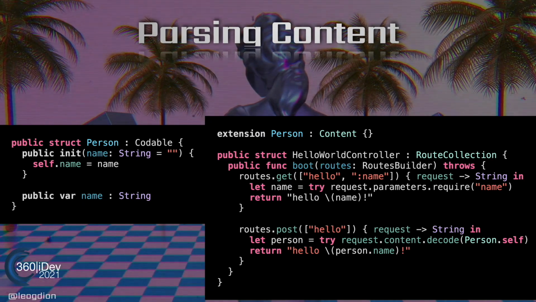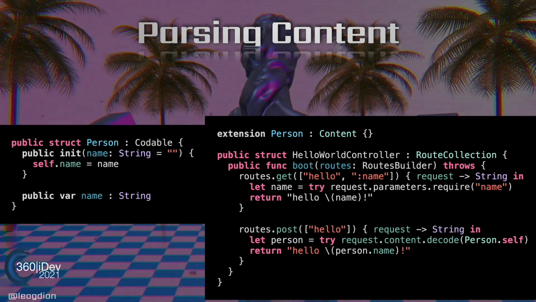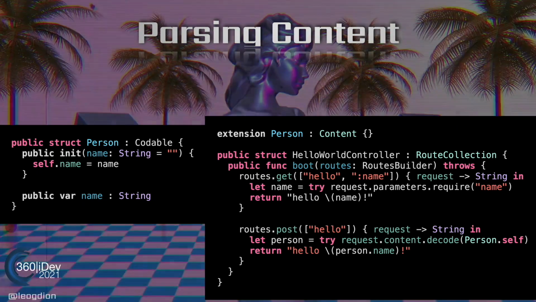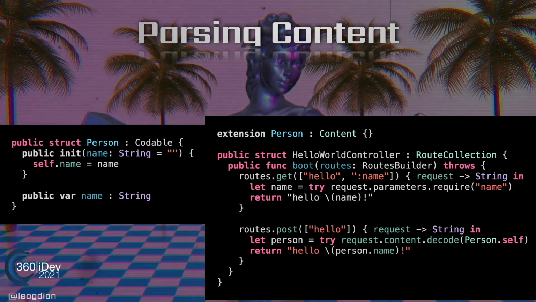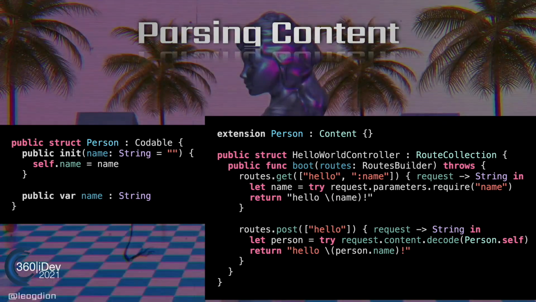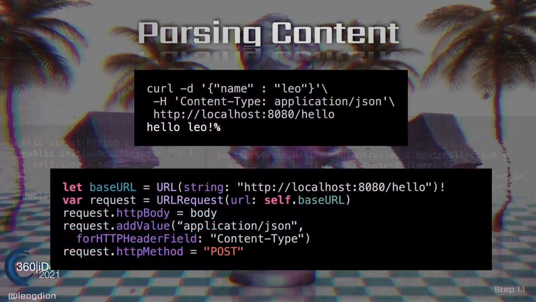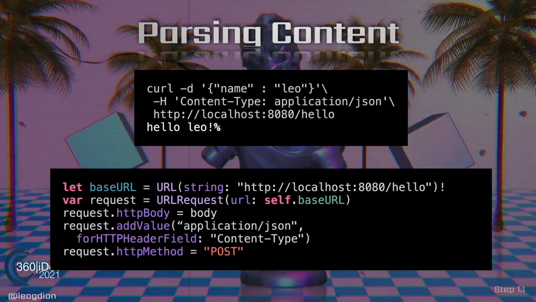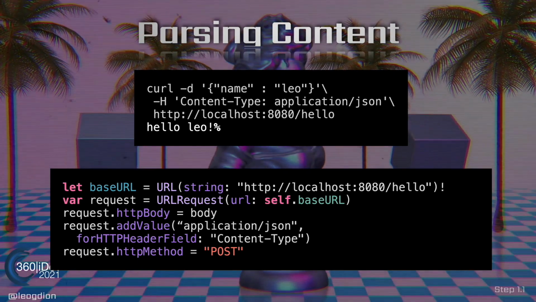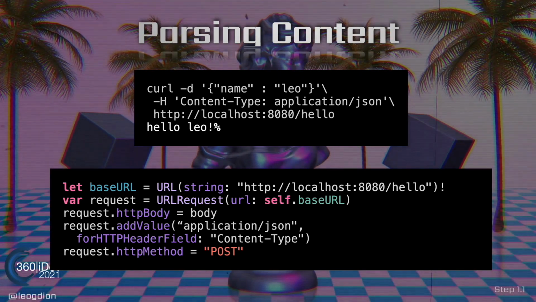Once you've done that, you can just use the default decoder in Vapor to decode the JSON that's thrown into the post. We already have our property for name, and from there, we can call hello with the person's name. So when we call this through curl, for instance, and pass in a JSON object with the name Leo, we get hello Leo.